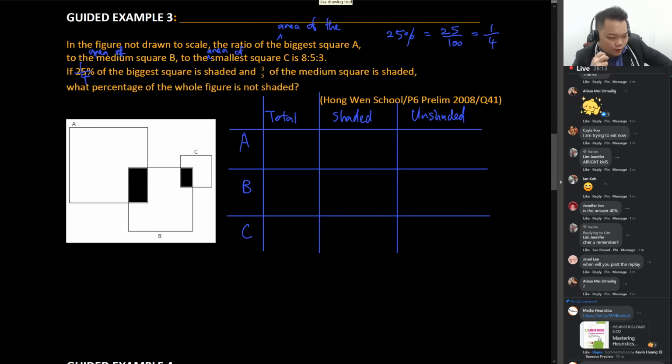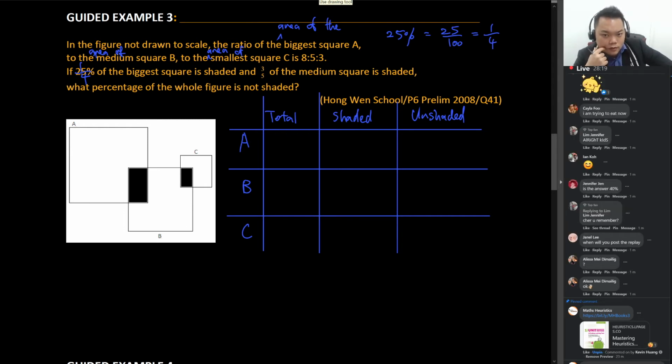Okay, I'll give you all the answer in a while. When will you post the replay? For Facebook itself, I think you give it about 5 minutes after the lesson, it should be able to process it.